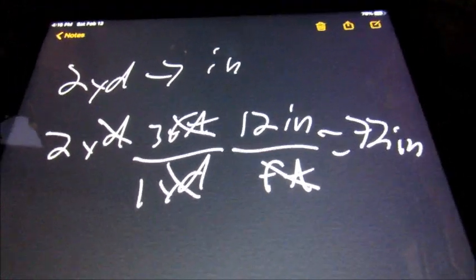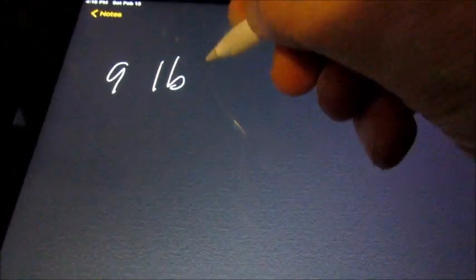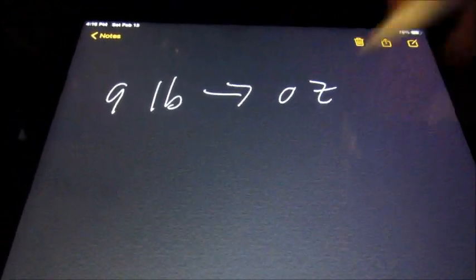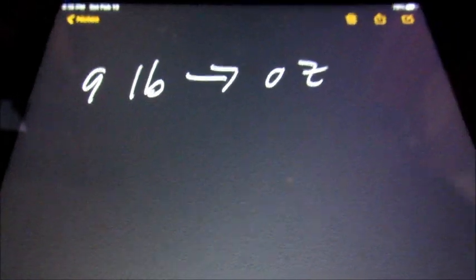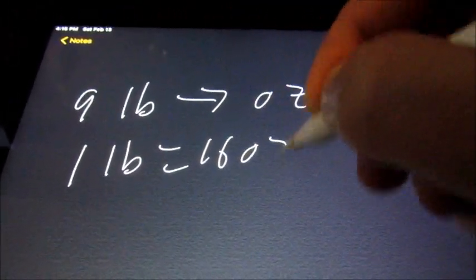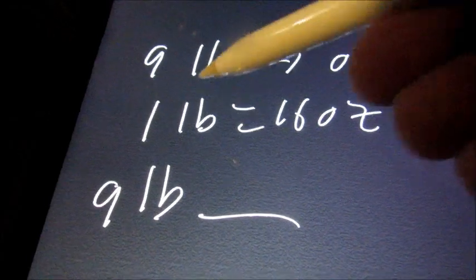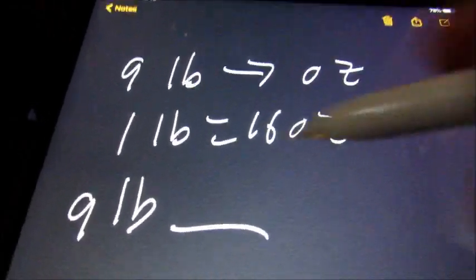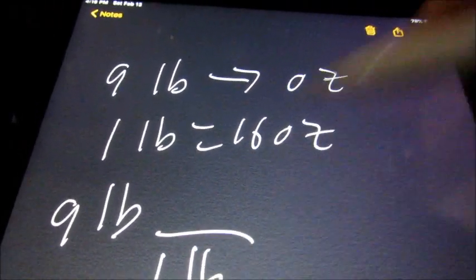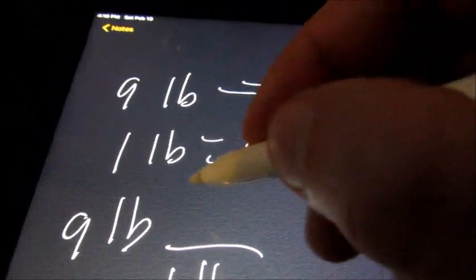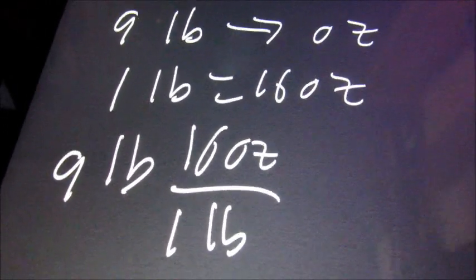All right, next, let's say that we have 9 pounds into ounces. Our unit conversion factor is 1 pound equals 16 ounces. So we're going to start with 9 pounds. Now since we have pounds on top, we want the conversion factor ones to be on bottom, so 1 pound on bottom. And we have 16 ounces on top.